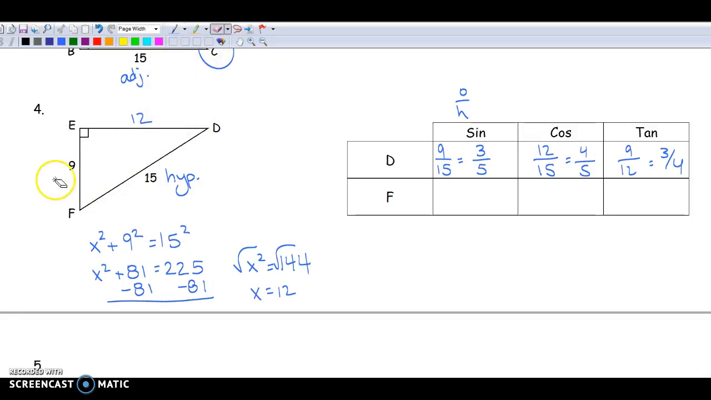And then for angle F, so now I'm going to undo some of this stuff. I know hypotenuse is staying the same, but the adjacent and the opposite are going to switch a little bit. F, the opposite side, is now 12, the side that doesn't touch it, and the third side, 9, is now my adjacent side. Now I can do my ratios.